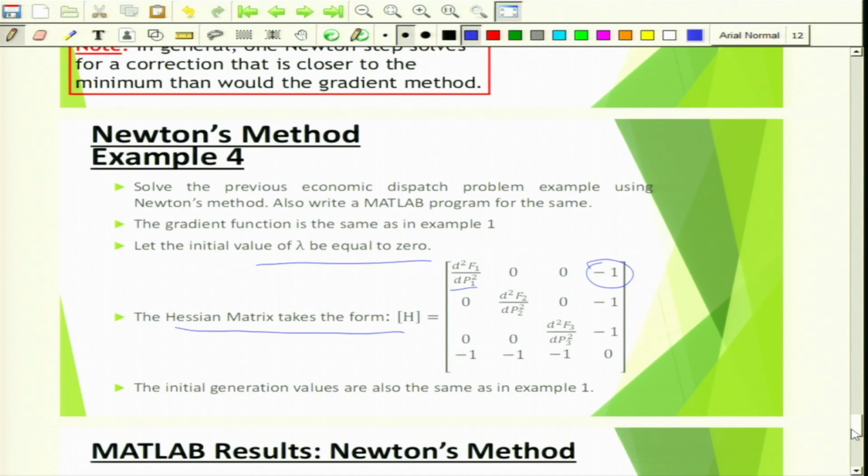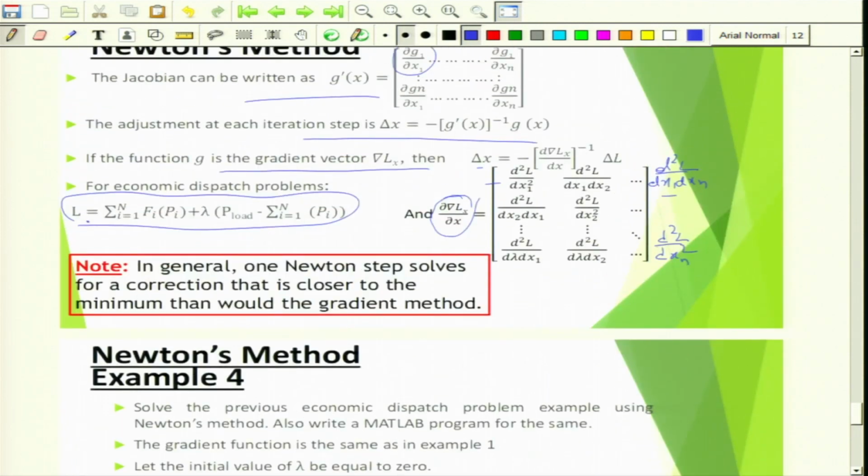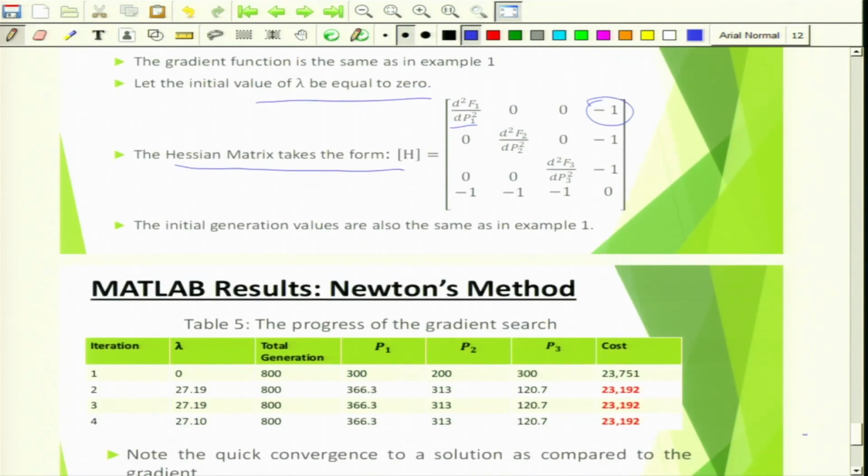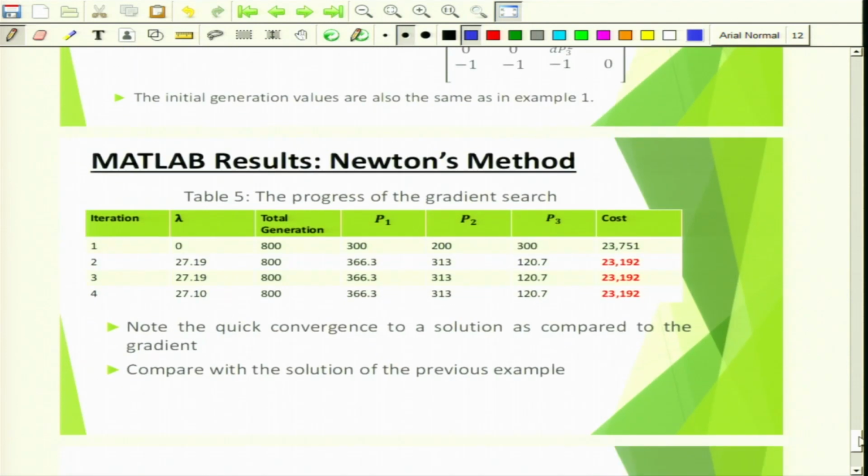So it is very simple. You can just obtain d square L by dp1 square, then you will get this one, and d square L by dp1 into dp2, then you will get 0. Similarly you obtain for all the entries. Now the initial generation values are also the same as those of example 1. With this approach you can see that starting from lambda equal to 0, in the second iteration itself you are getting the value which is almost converged, and you are just verifying with the other few steps. So Newton's method is the fastest method to get the solution.